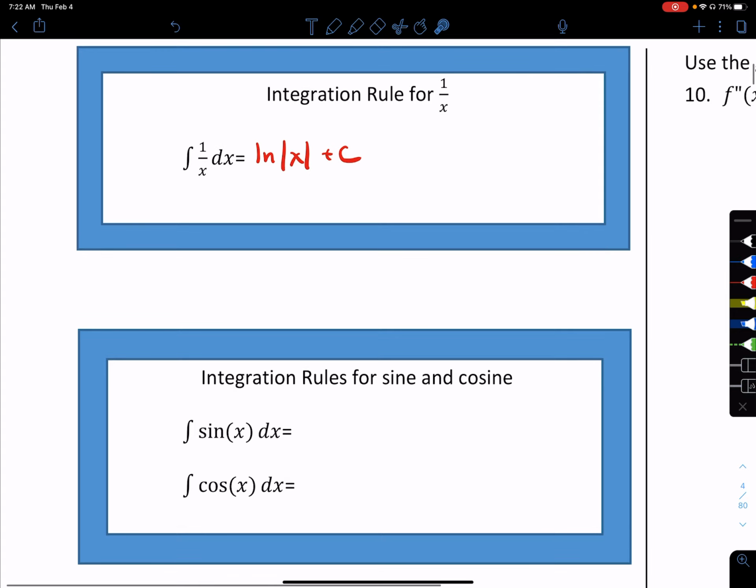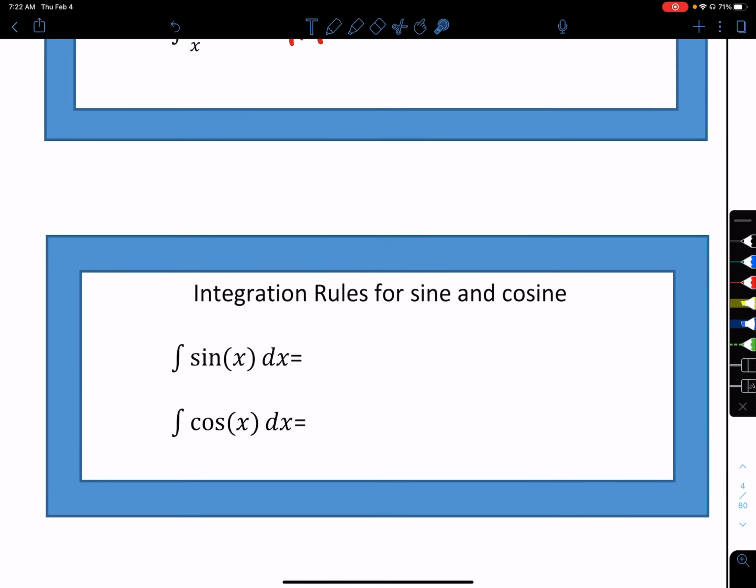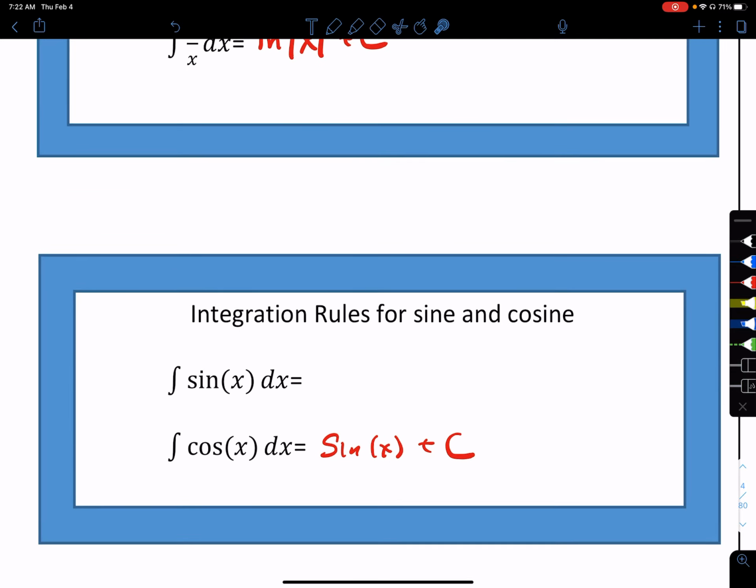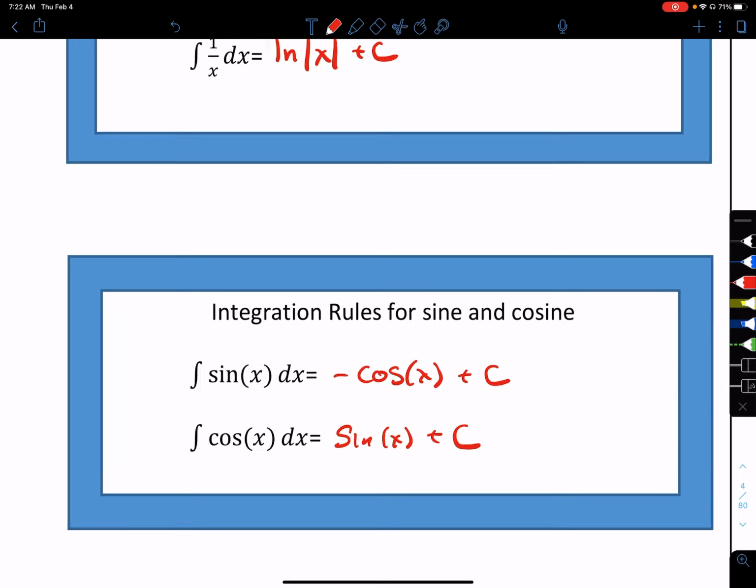A couple more rules of integration. Integration rules for sine and cosine. If you think back, what's the derivative of sine? Cosine. Therefore, the antiderivative of cosine is going to be sine plus your arbitrary constant. The derivative of cosine is negative sine. Therefore, the antiderivative of sine is going to be negative cosine plus your arbitrary constant. Let's apply a couple of these.